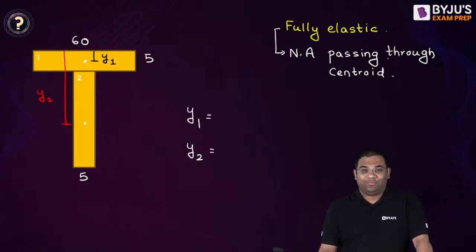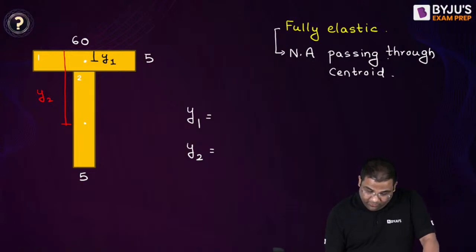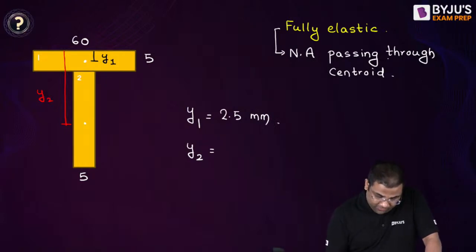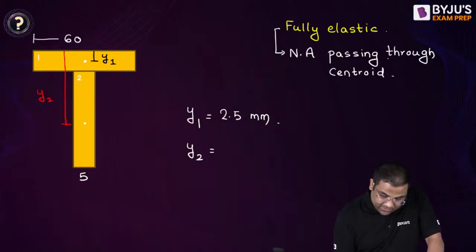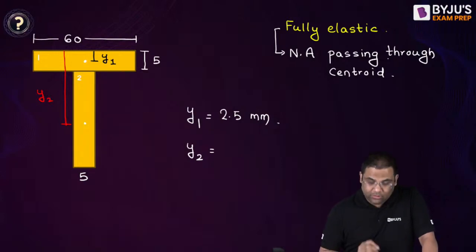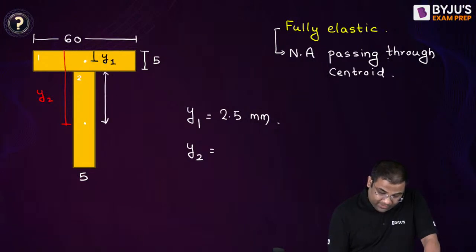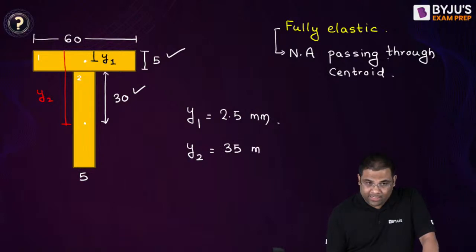Thank you, Subho. What is y1? What is y2? y1 is 2.5, right? Yes. y1 is 2.5. You see, half of this. This is 5, this is 60, right? And this is 5, so half of 5 is 2.5. And y2 will be, see, this one will be half, 30, and then 5, so 35. Yes, Vivek is right, okay?